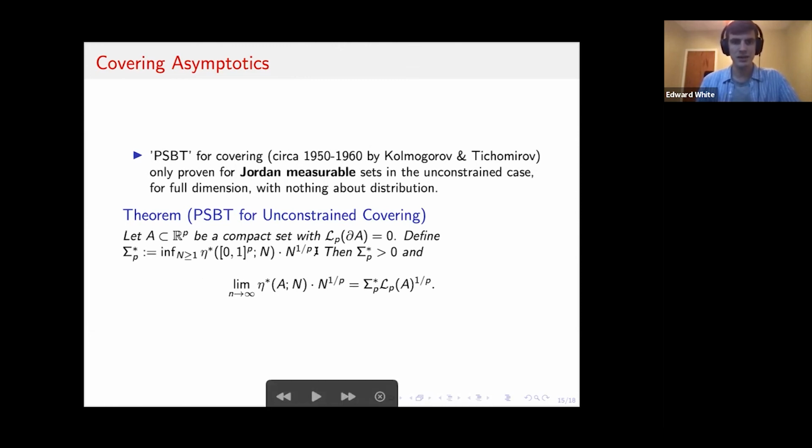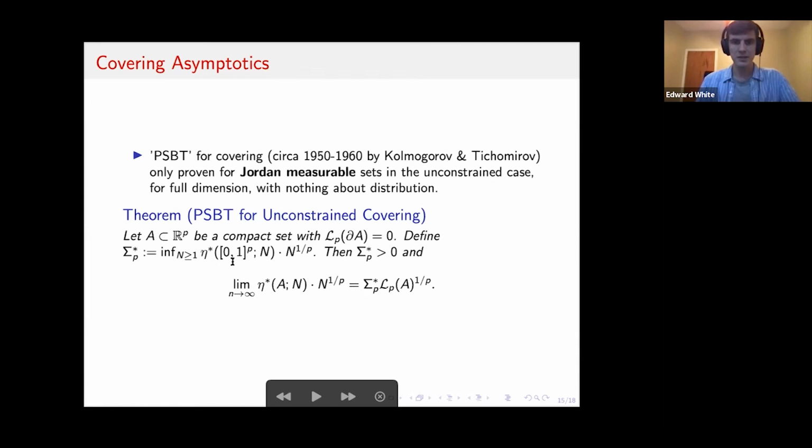So take a compact set with measure zero boundary, and then we have a constant that's defined similarly to the packing constant before, where in this case, it's the covering constant of the unit cube in R^p with respect to the covering, or the number of points, and then we have to regulate it up to some size. Then if that constant is positive, we get that this limit equals a similar result to what we saw previously, where we've replaced the Hausdorff measure with the Lebesgue measure of A.